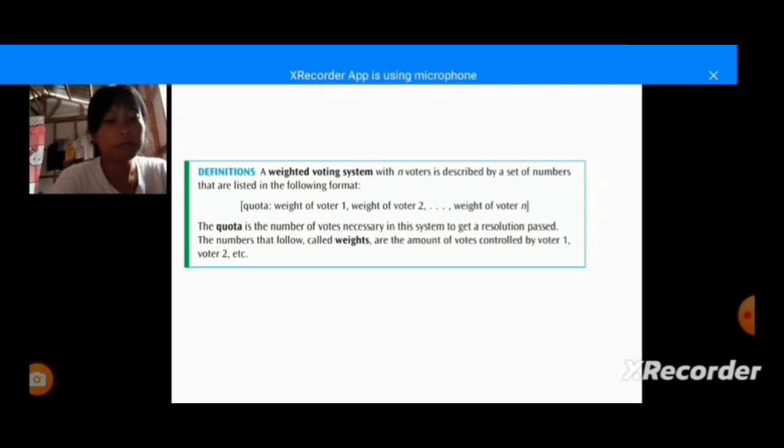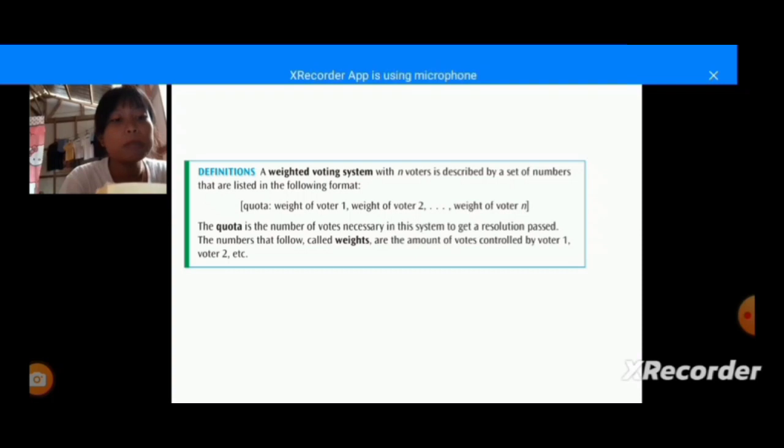So, a quota is the number of votes needed to pass a measure. The quota must be over half the total weights and cannot be more than the total weight. The weight of a voter is the number of votes controlled by the voter. So, for example, here is 100, you should take half of it. So half is 50.